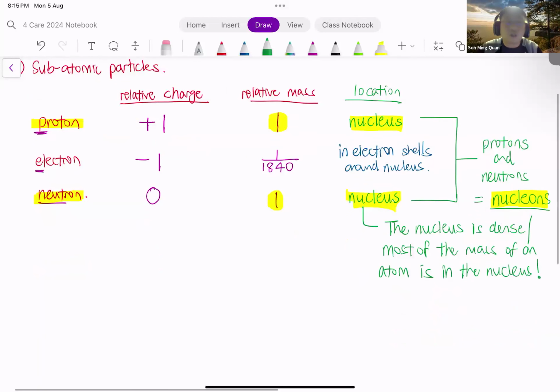Okay, so please ensure you have taken this section on subatomic particles down before we move on to the next section of the summary, where we will look at how you can get information about atoms from the periodic table itself.